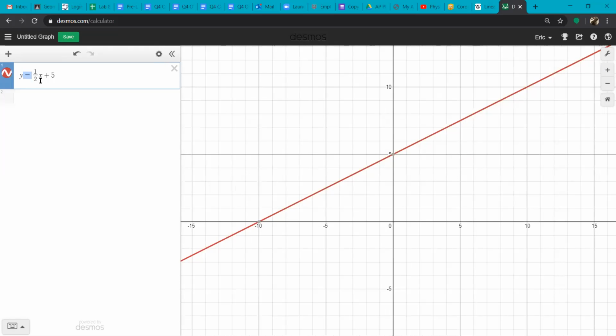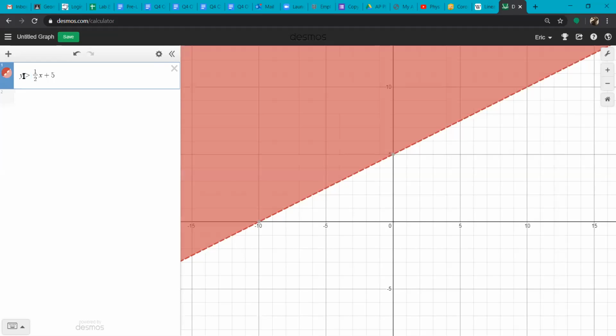Kids from Algebra 1, what happens when you graph an inequality? Hello? Did I disconnect? No, I just don't know. I can hear you. I don't know about anyone else. When you graph an inequality, you shade. So if I replace this with an inequality, this is telling me that from the line I should shade up. And again, Desmos knows how to do that.